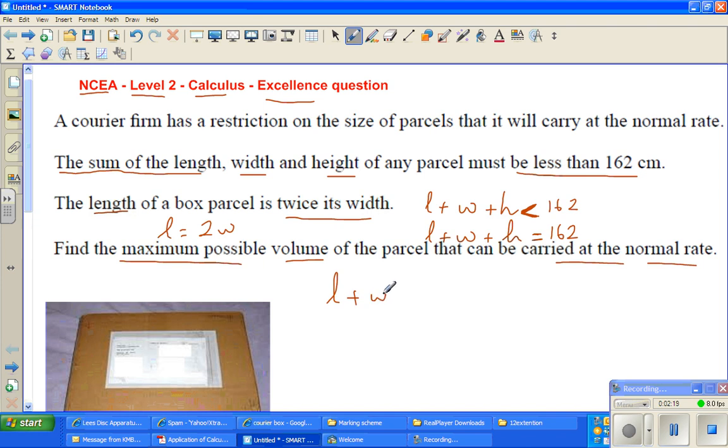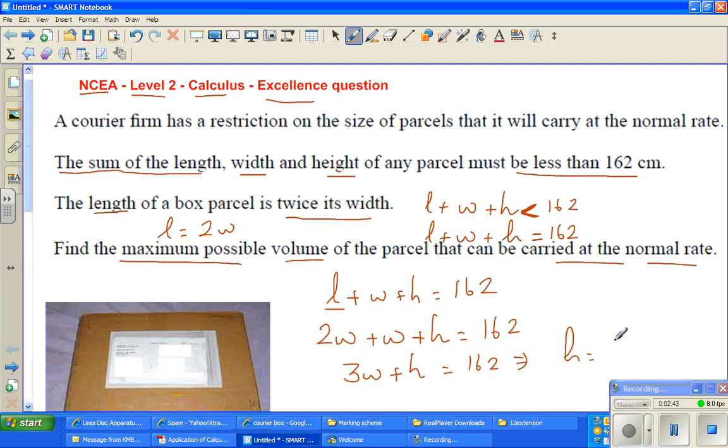L plus W plus H is 162. In place of L, I'm going to put 2W. So this is 2W plus W plus H is equal to 162. So this becomes 3W plus H is 162, which implies H is 162 minus 3W. So I have expressed H, the height, in terms of the width W. We already have L in terms of W. So I'm going to write volume with respect to W.